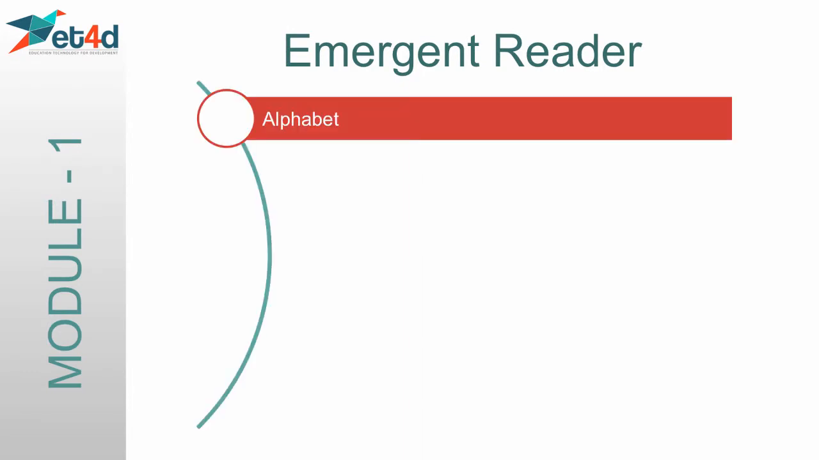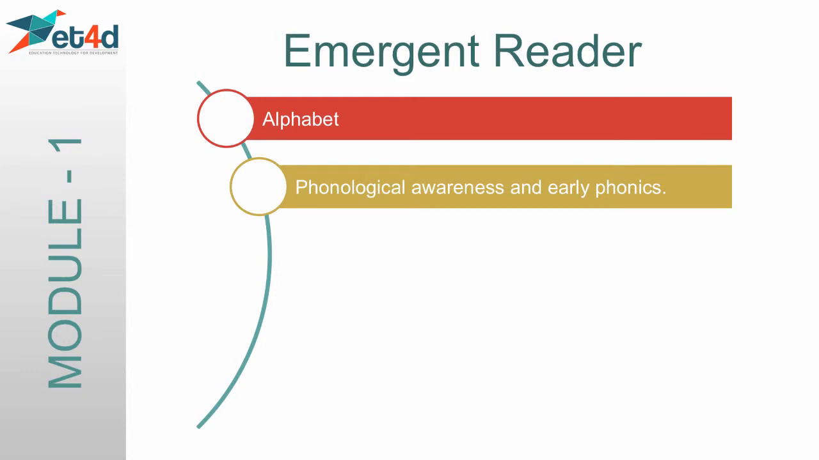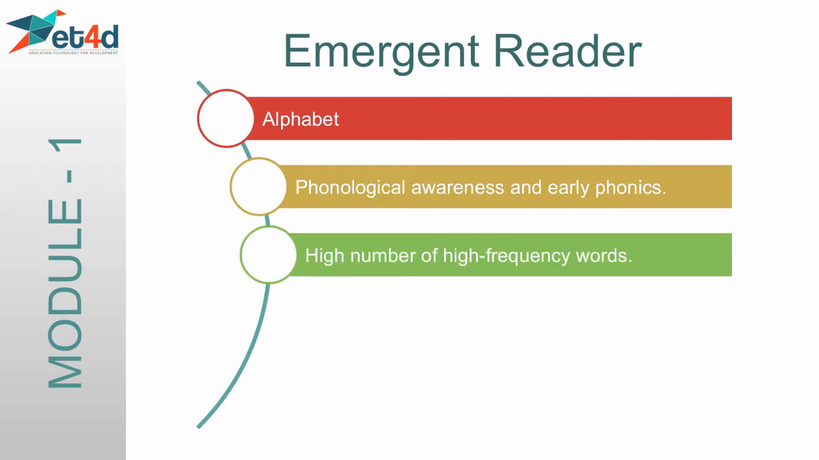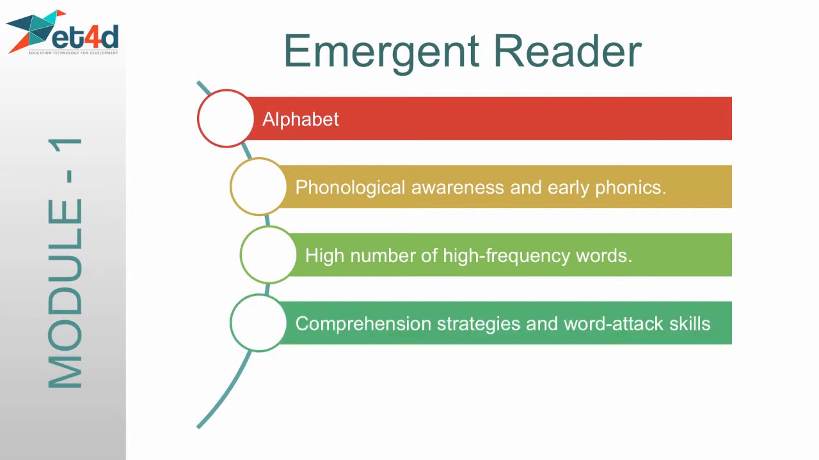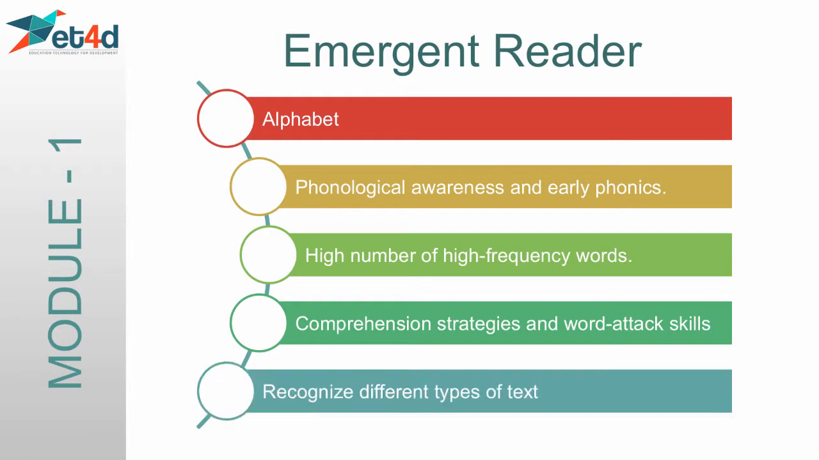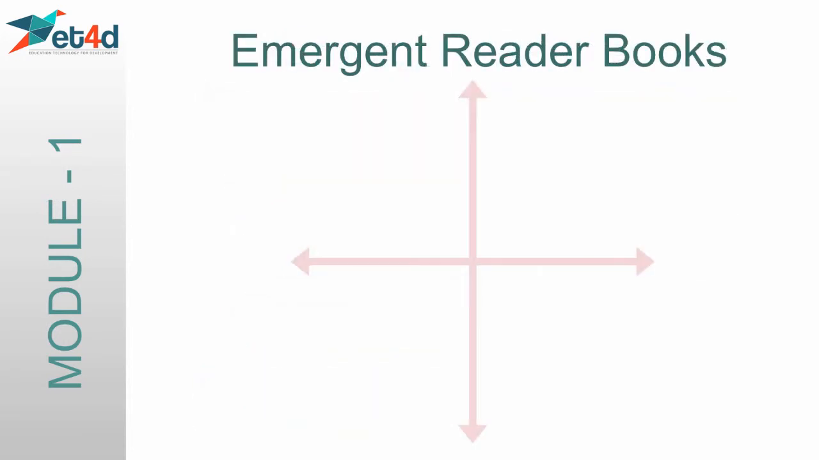Emergent readers have developed an understanding of the alphabet, phonological awareness, and early phonics. They can read a significant number of high-frequency words. They are developing a much better grasp of comprehension strategies and word decoding skills. They can recognize different types of text, particularly fiction and nonfiction, and recognize that reading has a variety of purposes.